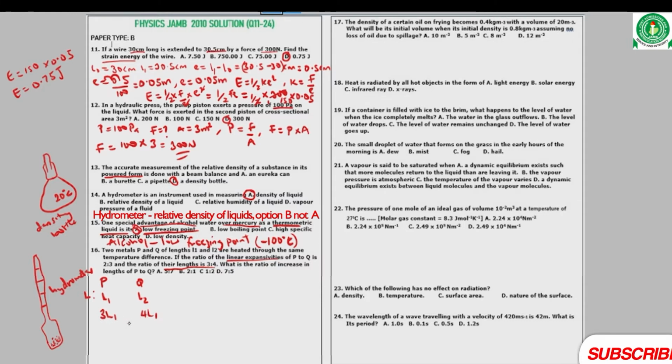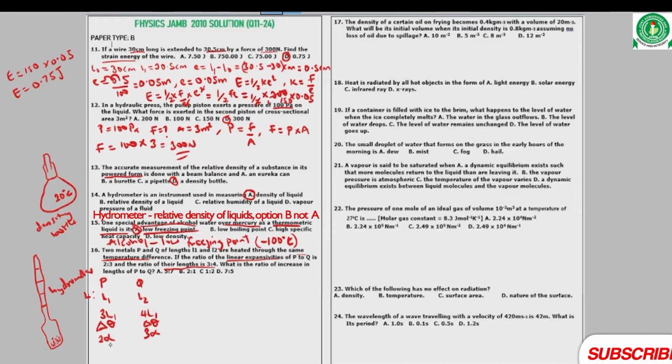We are told also that they have the same temperature difference, so the change in temperature is the same. The change in temperature is change in theta, so we use change in theta for it. Also, the ratio of the linear expansivity is 2:3. If this one is 2 alpha, this one is 3 alpha. Please note that.